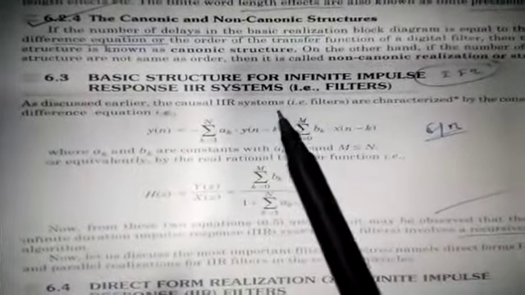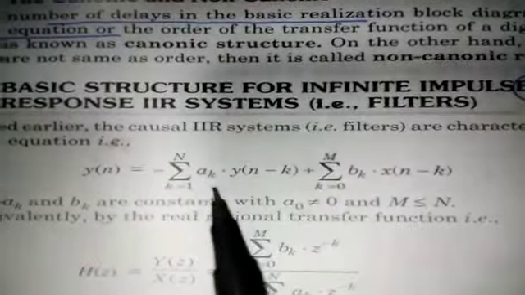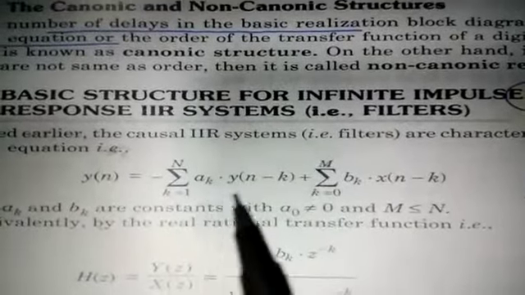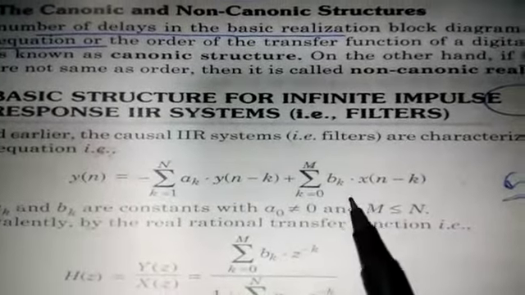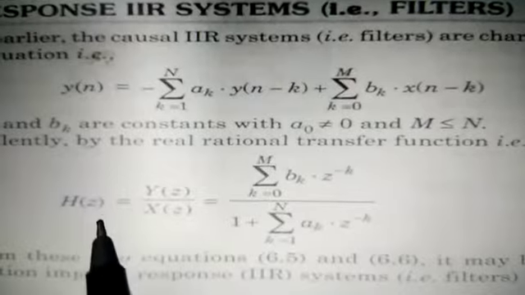So this is also important while realizing the digital filters. Now, this basic structure, I have already told you this equation. This is a_k and b_k. So these a_k and b_k are the coefficients. a_k are the coefficients with the outputs, and b_k are the coefficients with the inputs. And this is the transfer function for the basic filter.